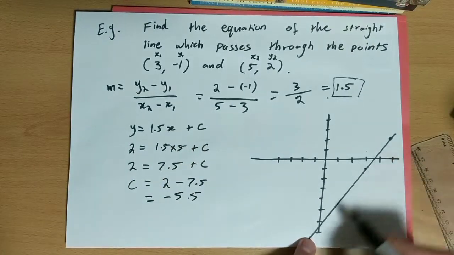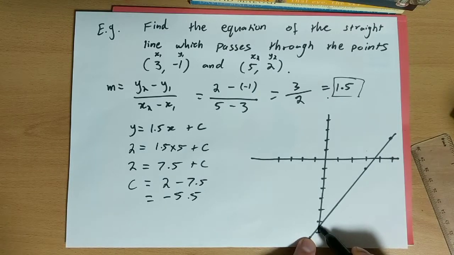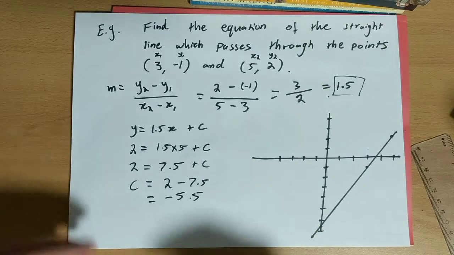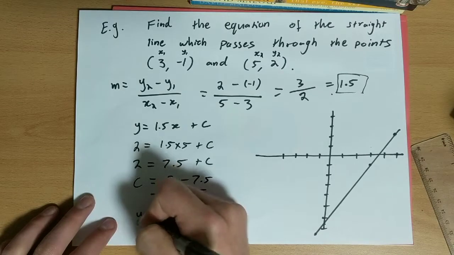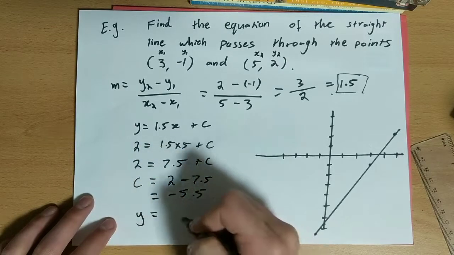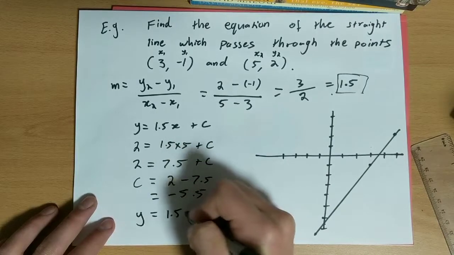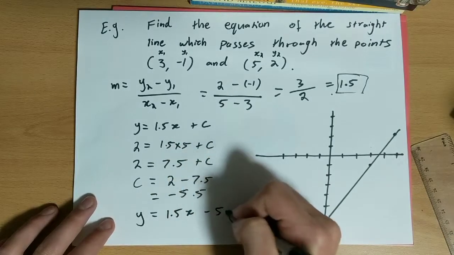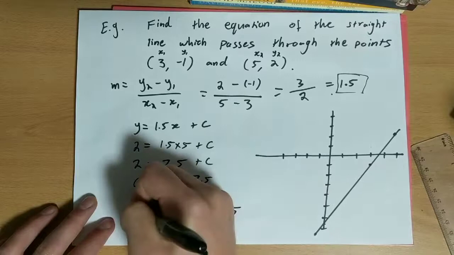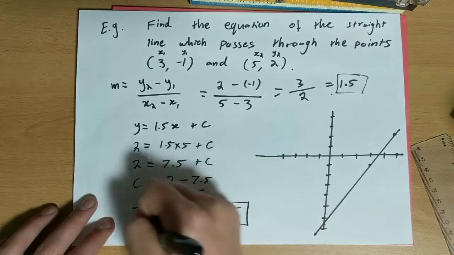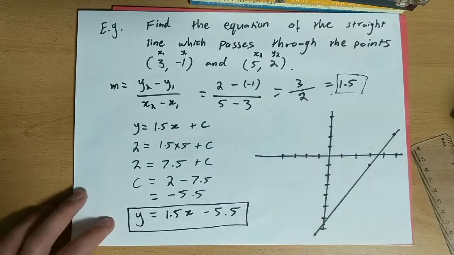And that roughly matches up with what we found over here when we drew the graph. And now at the end of the process, I'm going to write out my equation in full with everything that I've found. y equals mx plus c, which is y = 1.5x - 5.5. There we go.